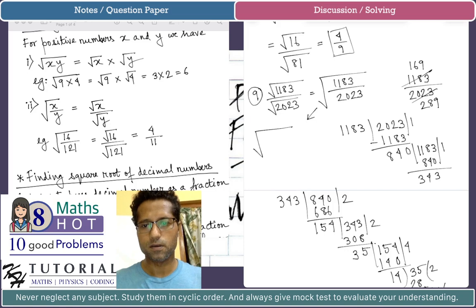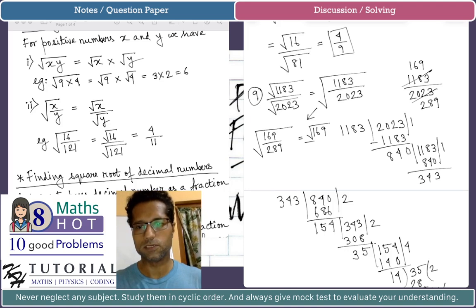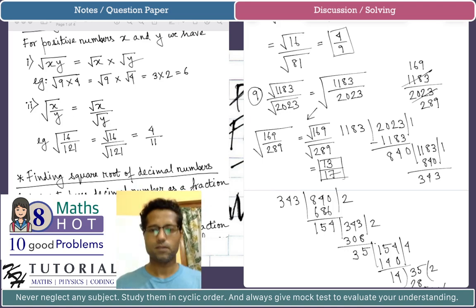It's coming 169 divided by 289, and we know that both the numerator and denominator are perfect squares. We can write it as square root of 169 divided by square root of 289, which is equal to square root of 169 is 13 and square root of 289 is 17. So 13 by 17 is the answer.